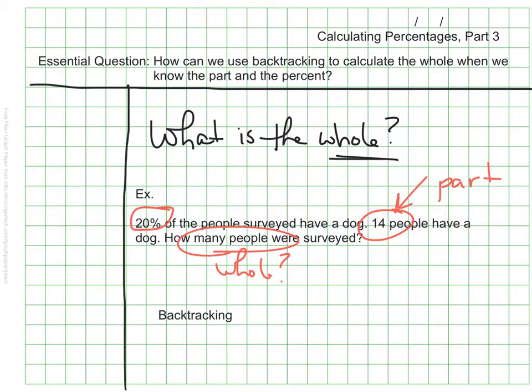To do this, you're going to see me using a bit of backtracking. Remember, backtracking was when we set up problems like this, right, to figure out a missing value. We're going to use that to help us figure out the whole.